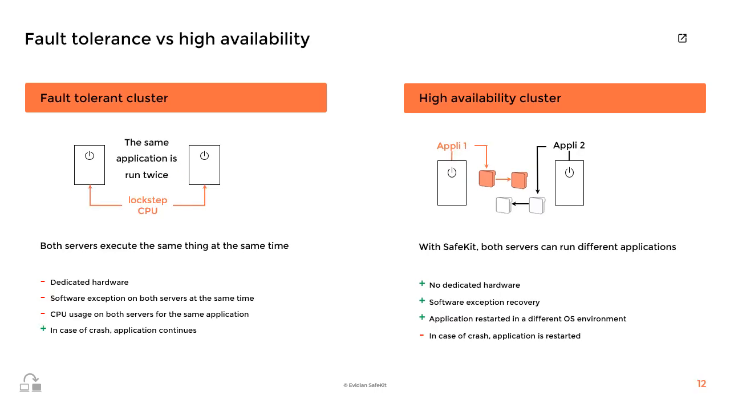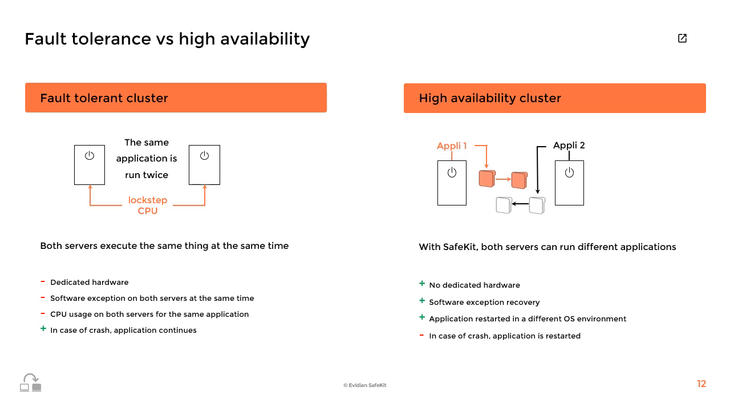Let's now talk about the difference between fault tolerance and high availability. Fault tolerance is a system's ability to continue operating without interrupting a critical application in case of failure. This is achieved through specialized hardware or hypervisors that detect hardware failures and instantly switch to a redundant server without restarting the application. Fault-tolerant systems are designed to handle hardware failures. However, they do not address software failures, which are the most frequent cause of system downtime.